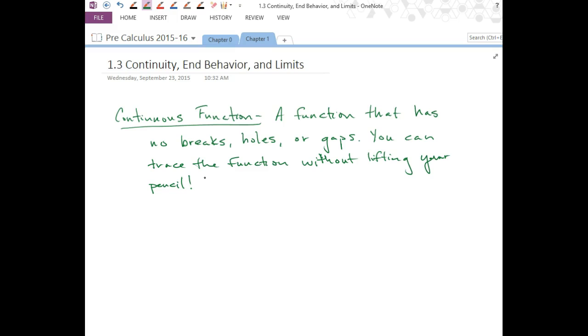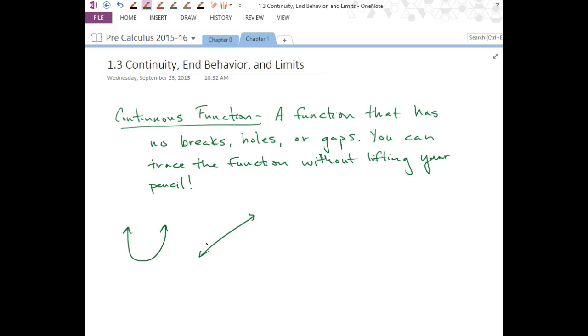Can somebody give me an example of one that is continuous? A line. Yes. A line? Alan's going to give you an equation. Y equals X. Ditto. Okay.